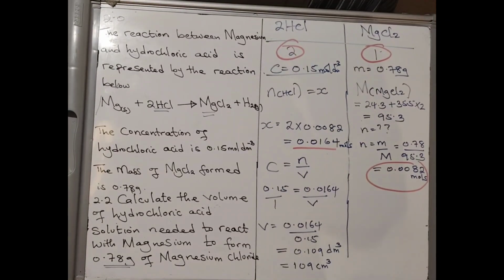Okay. So this is the volume of hydrochloric acid which reacted. It is 0.109 cubic decimeter. Okay, let's go to the next question.